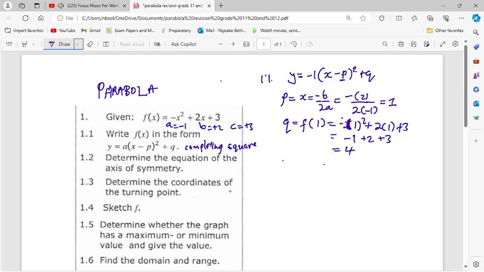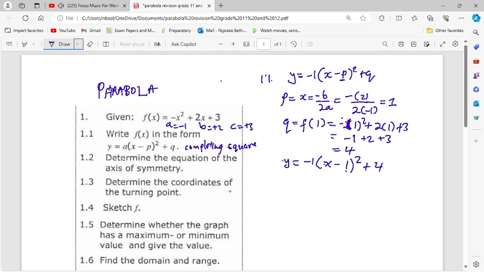Alright, this is what we have. Now it means our equation in that form is y equals minus 1 into (x minus 1) all squared plus 4. That will be this equation in that form. So if you want to use completing the square, you're welcome to use it to write this equation in this form. So now we know that the turning point is 1 and 4.